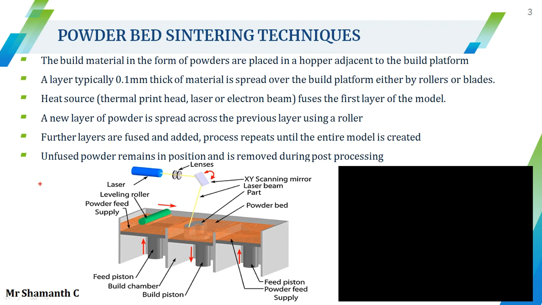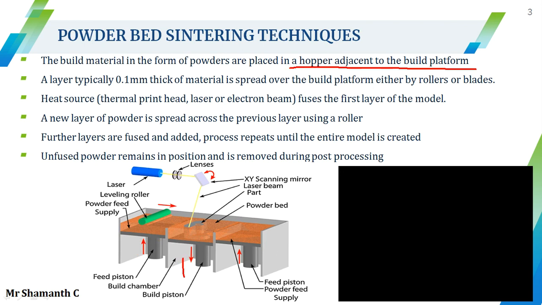So let us discuss now about the process steps that are involved in powder bed sintering techniques. I have taken selective laser sintering method for explaining this particular technique, and the steps involve like this. The build material in the form of powders is placed in a hopper adjacent to the build platform. So you need to take the material in the form of powders and you have to keep it in a container that is just adjacent to the build platform.